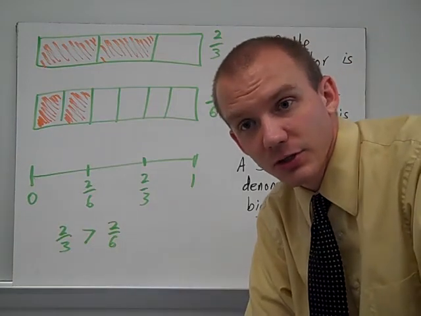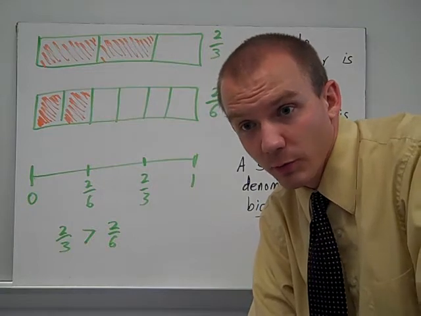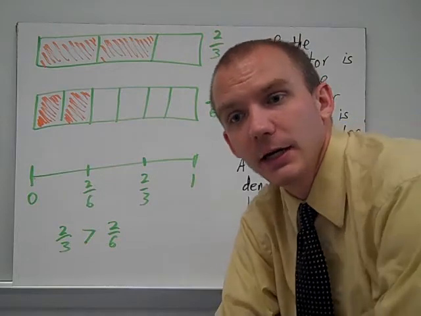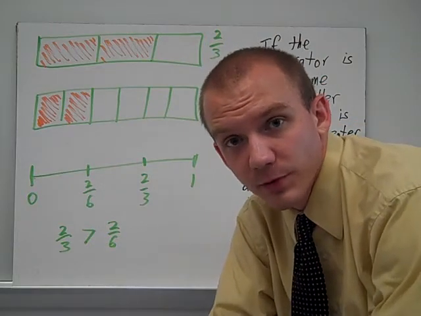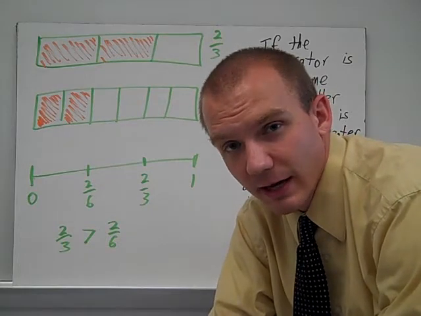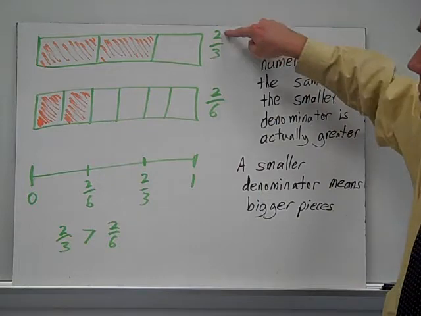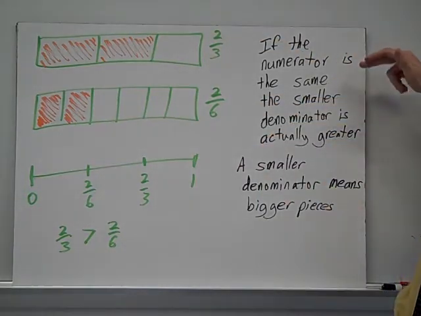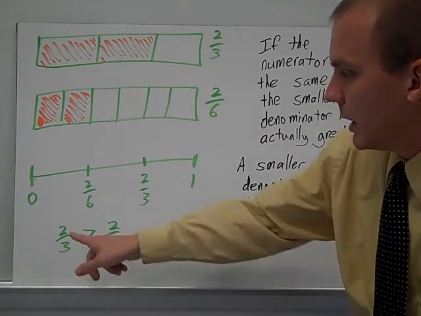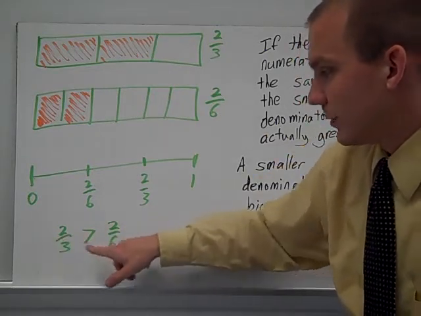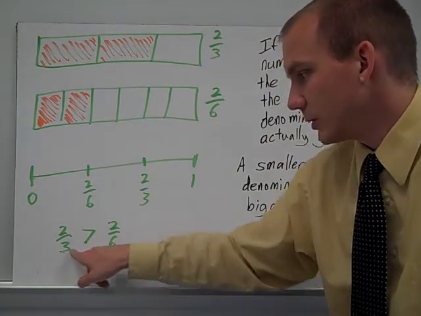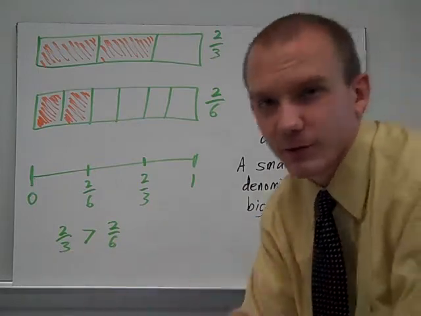There's kind of a trick to this too. In the other video of lesson 1, when you compared fractions that had the same denominator, whichever numerator was bigger was the bigger fraction. This is kind of the opposite. We're looking at the bottom. We're looking at fractions that have the same numerator but different denominators. So 2, 2, 3, and 6. If the numerator is the same, the smaller denominator is actually greater. 2/3 and 2/6. Well, 2/3 is the bigger fraction, and 3 is actually the smaller denominator. So it's almost like reverse comparing.